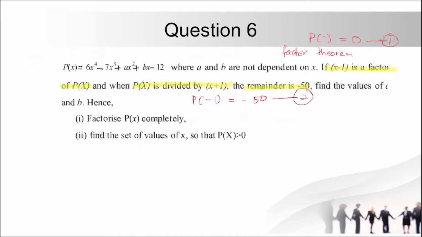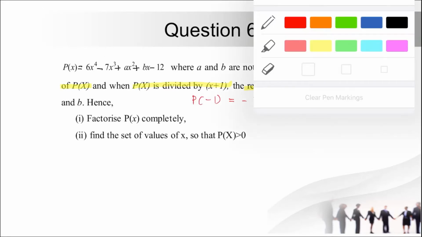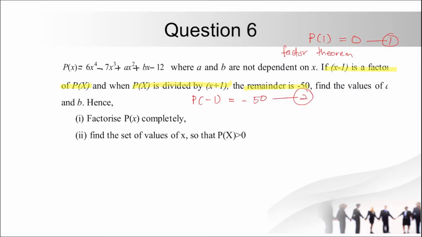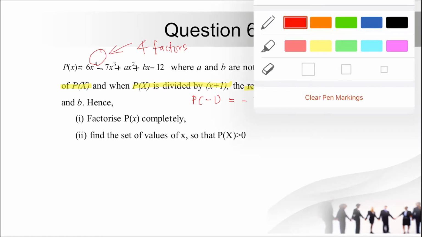So next we are going to factorize p completely. So to factorize p completely, we need to find a factor of p. So we already have one factor of p, which is x minus 1. But if you see the polynomial in this question, the polynomial is in power 4, which means you have 4 factors. So to make this short, I am going to find another factor of p. So let's do trial and error.